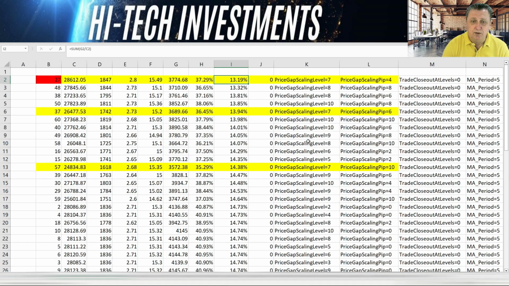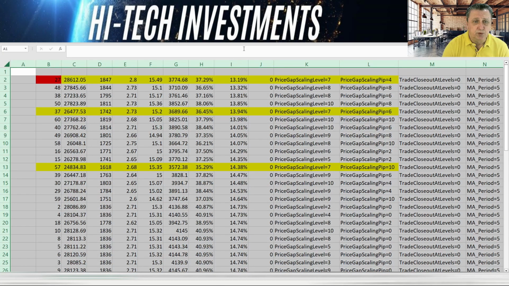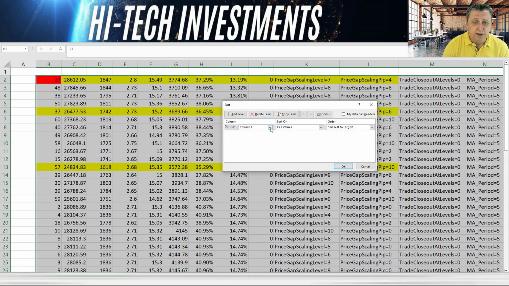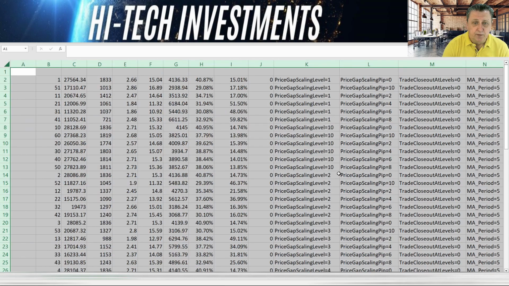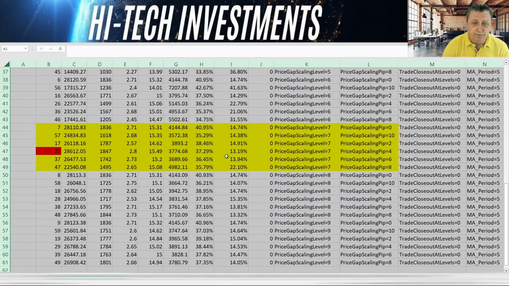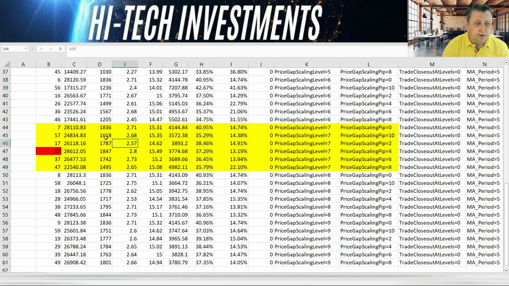So in this case, we say, okay, where are we with 7? And what we do one more time is sort it. We change that to K, the price gap scaling, and then go for the pip itself, which is now L. There you go, and now we see all the price gap scaling levels. These are now the numbers. We can see the profits, 28, 24, 26, 28, 26, 22, and also the drawdowns. The worst one is actually price gap 8.